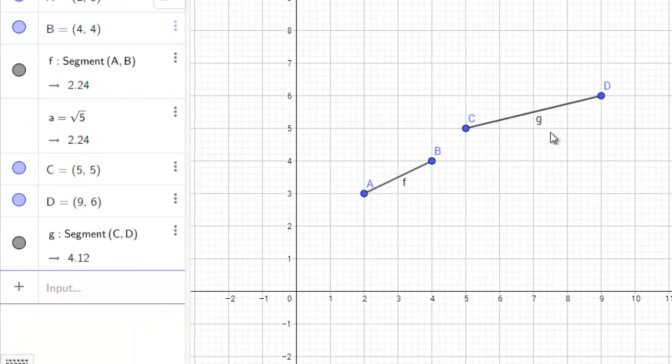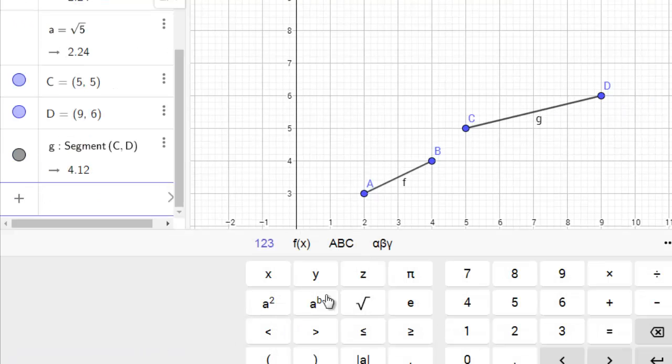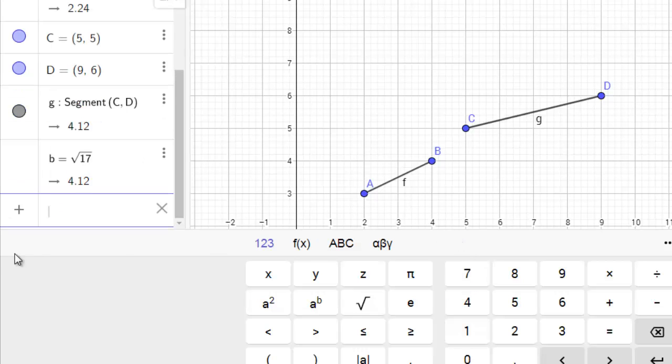Now I need to check, is 4.12 equal to the square root of 17? To confirm that my work is right, I type square root of 17 and enter: 4.12. So 4.12 from here, 4.12 here, that means my work is correct.